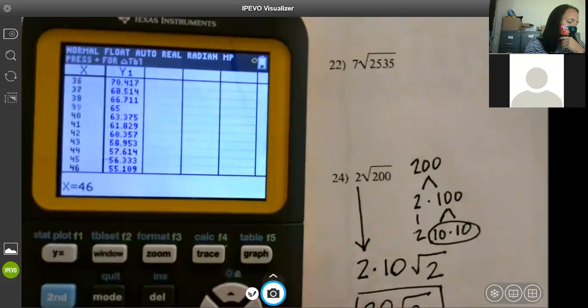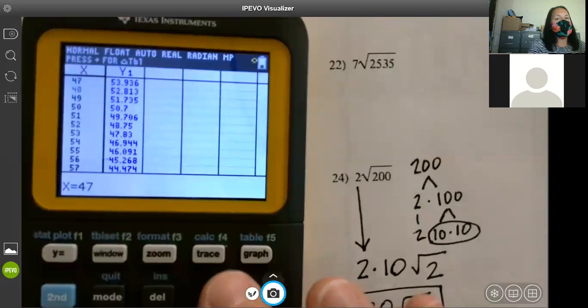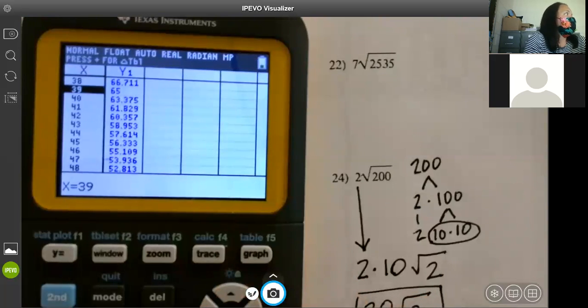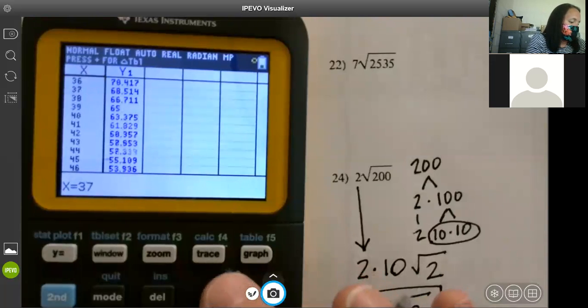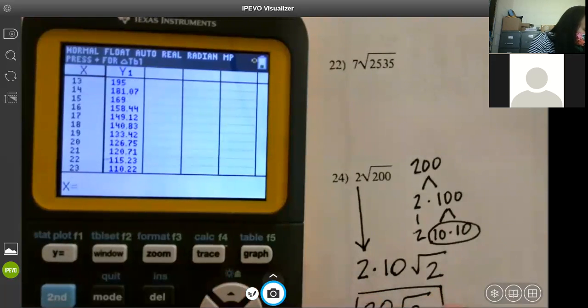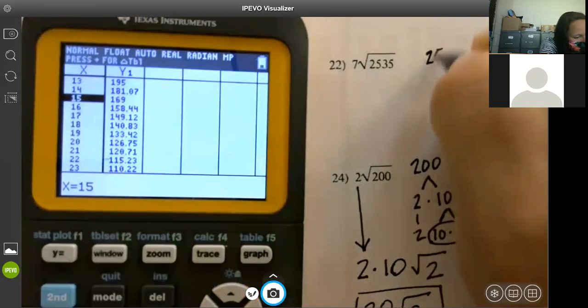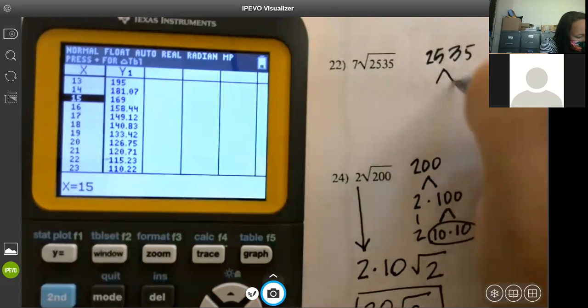So what do I do if I can't find really good factors that I'm good at? Okay, here's what I'm saying. I could figure this out, 39 and 65, right? But I'm going to go back up to the one that I knew: 15 and 169. So let's try that one. 2535 is 15 and 169.